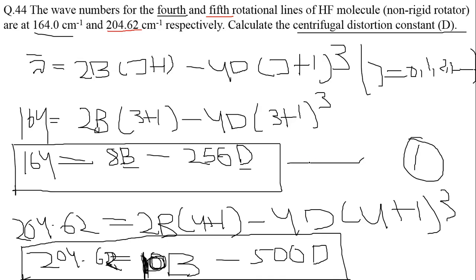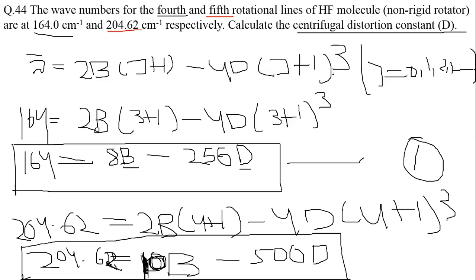So what we did in this problem: the question was the wave numbers for the fourth and fifth rotational lines of the HF molecule, a non-rigid rotator, are 164.0 centimeter inverse and 204.62 centimeter inverse respectively. From these two values we wanted to calculate the centrifugal distortion constant, that is D. In case of a non-rigid rotator, the wave number of transition is given by 2B into (J plus 1) minus 4D into (J plus 1) cube.